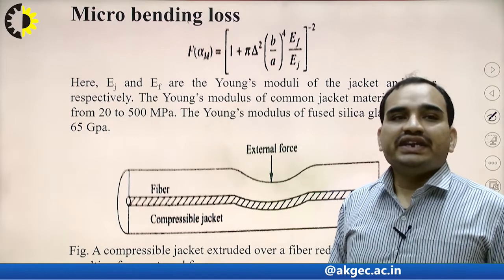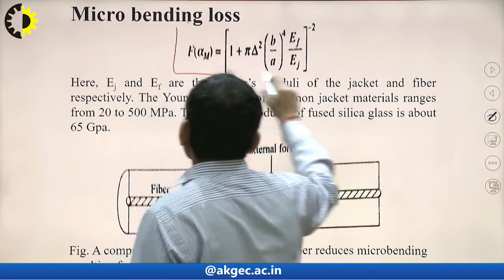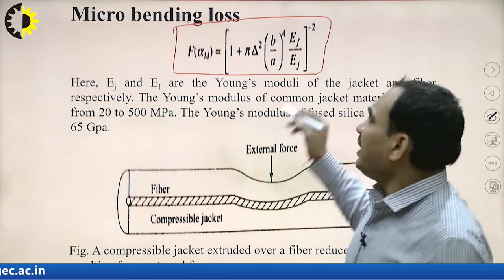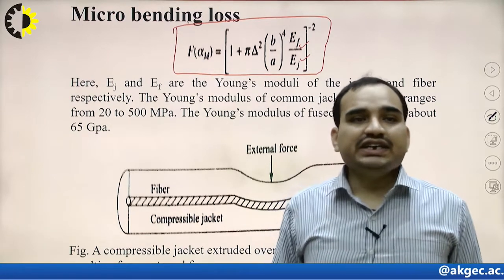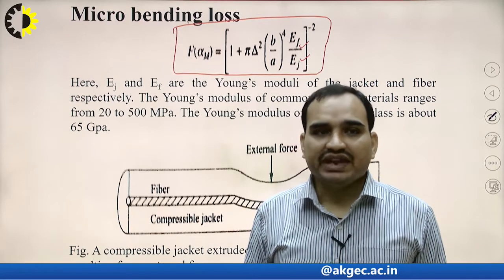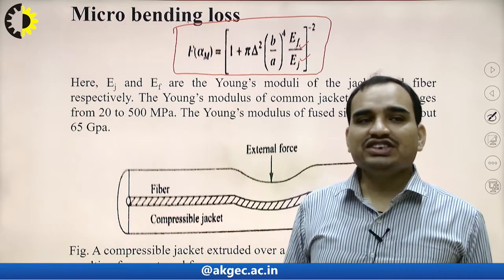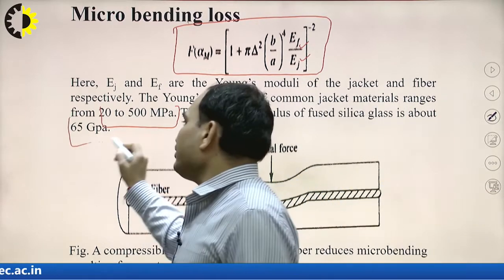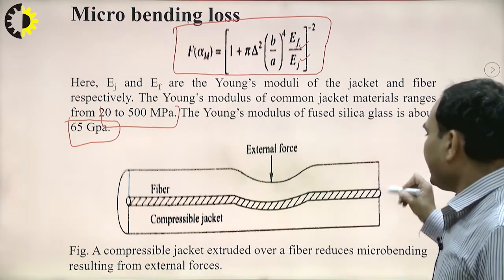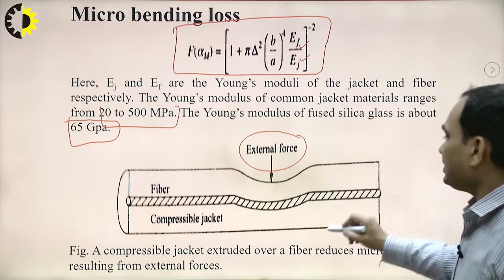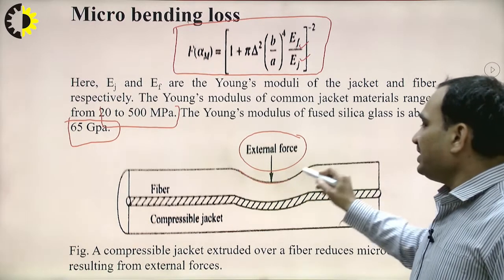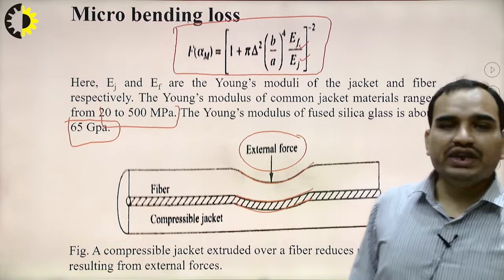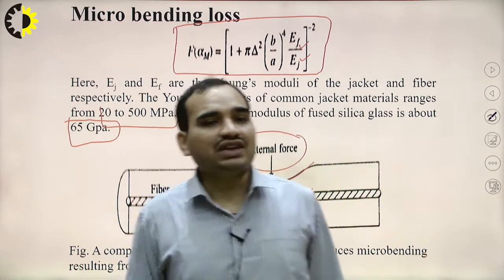We can calculate how much force a compressible jacket can withstand with the formula F in alpha, that is 1 plus pi delta square B by A, E_F by E_J, where E_J and E_F are the Young's modulus of the jacket and fiber respectively. The Young's modulus of common jacket materials ranges from 20 to 500 megapascals, and the Young's modulus of silica glass is 65 gigapascals. As we can see in this diagram, we have applied the external force, and the compressible jacket is compressed while the fiber has macrobends, not microbends. So a compressible jacket extruded over a fiber reduces the microbending that results from external forces.